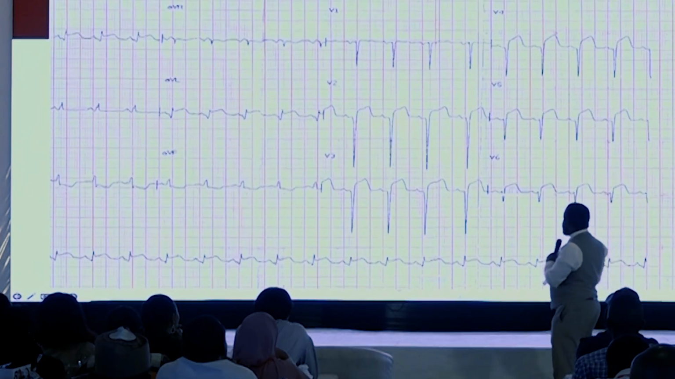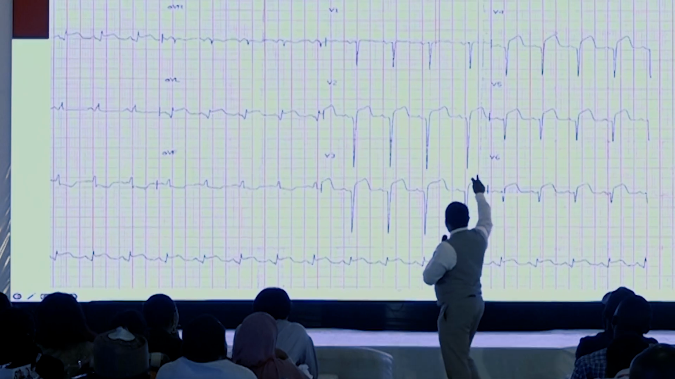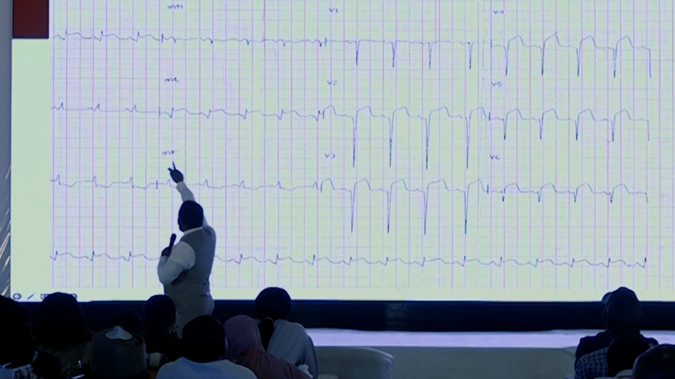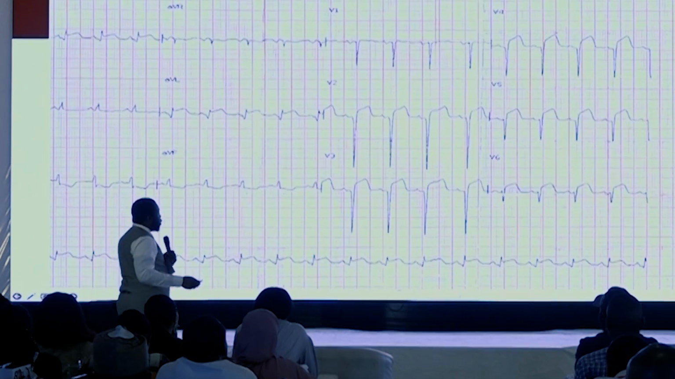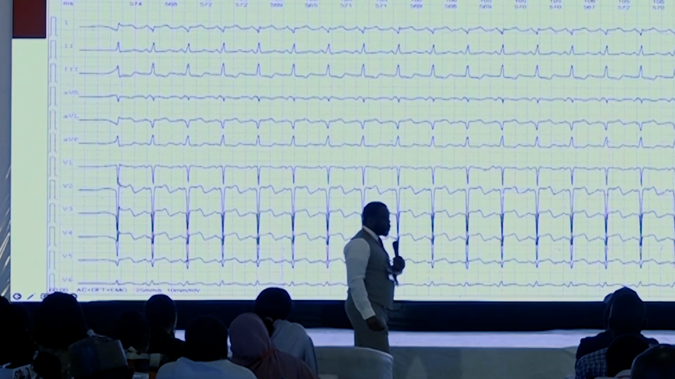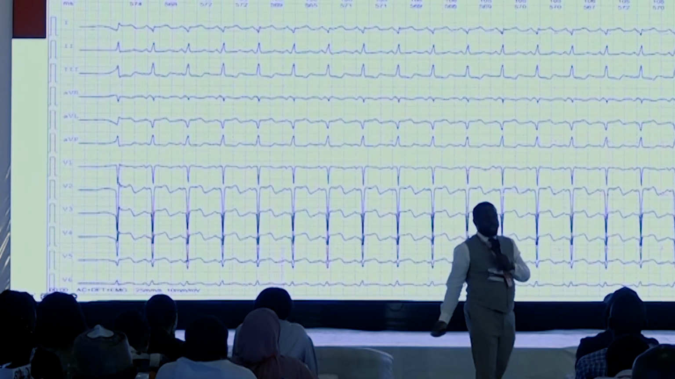Can we see the ST elevation? We can see V2, V3, V4, V5, V6. We can also see AVL and 1. Beautiful. So by the time he got to our hospital, the ECG has started changing already. So it means the damage is already happening.